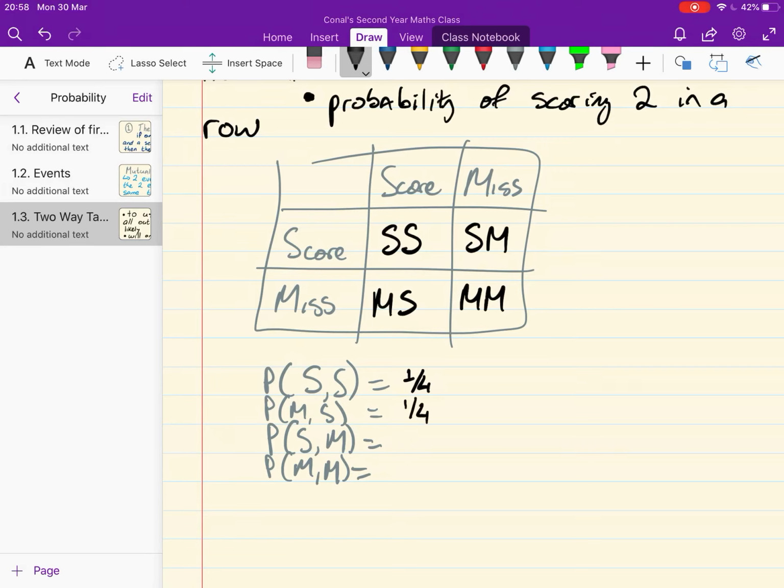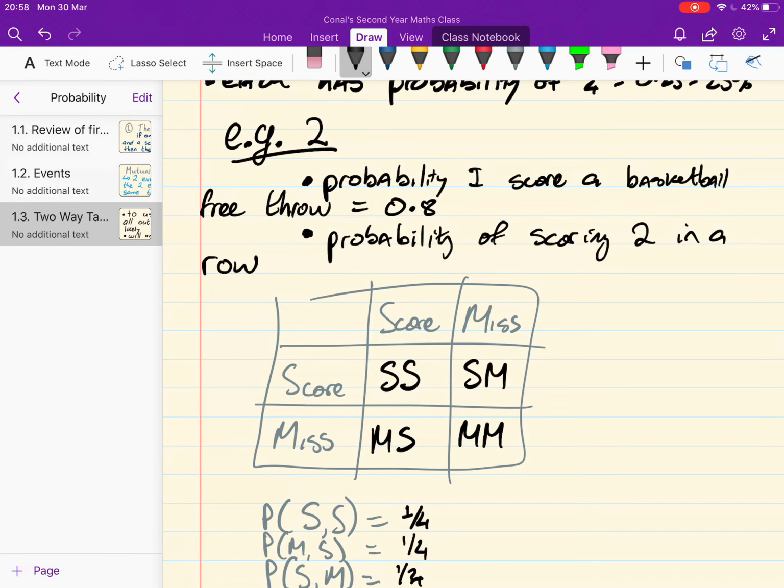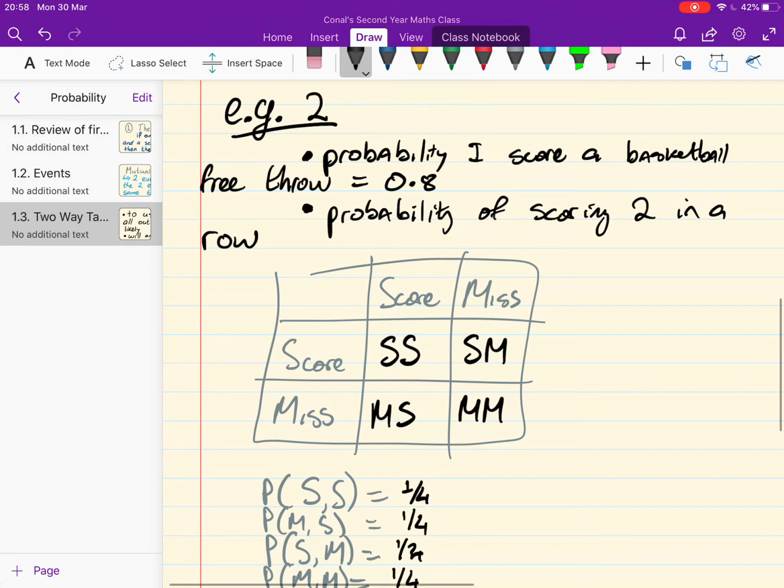And if we look at that, we might say, okay, well, probability of scoring twice could be 1 over 4. And our probability of scoring then missing would be 1 over 4, missing then scoring would be 1 over 4, and missing and missing would be 1 over 4. But this is not the case, because we cannot use the two-way table for this.